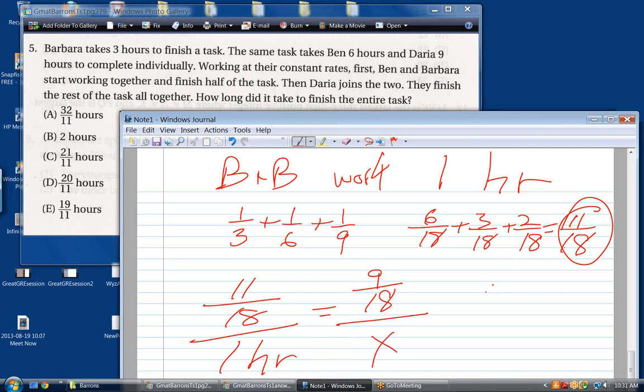Did you just take the 3/6 out of the 11/18 to get 9/18? No, I came up with 9/18 because they only have half the task to do. They're not going to have to work a full hour. If they worked a full hour, they would accomplish 11/18 of the task, and half of it's already been done. So they don't need to do 11/18 of the task. They only need to do 9/18. So now I'm going to set it up as a ratio. If 11/18 of the task took 1 hour, what would 9/18 of the task take?